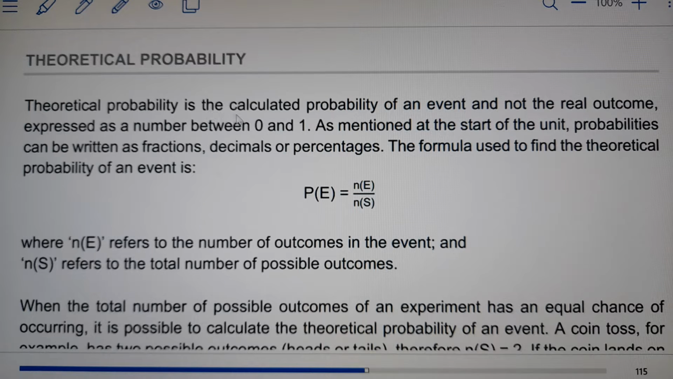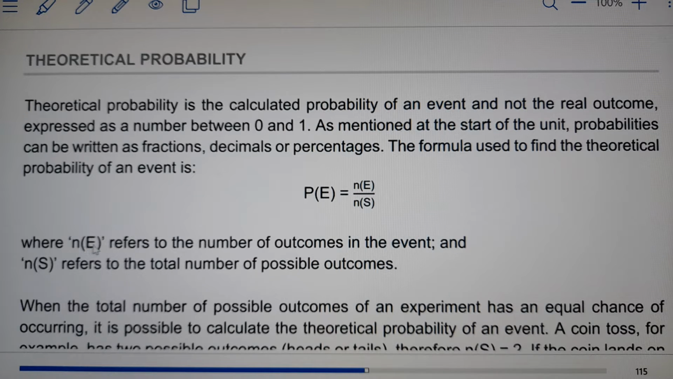They say theoretical probability is the calculated probability of an event and not the real outcome. Expressed as a number between 1 and 0, as mentioned at the start of this unit, which is lesson number 27. Probabilities can be written as fractions, decimals, or percentages. The formula used to find the theoretical probability of the event is P(E). Remember, I told you that some textbooks use P(E). So this is theoretical probability. P(E) is equal to n(E) over n(S).